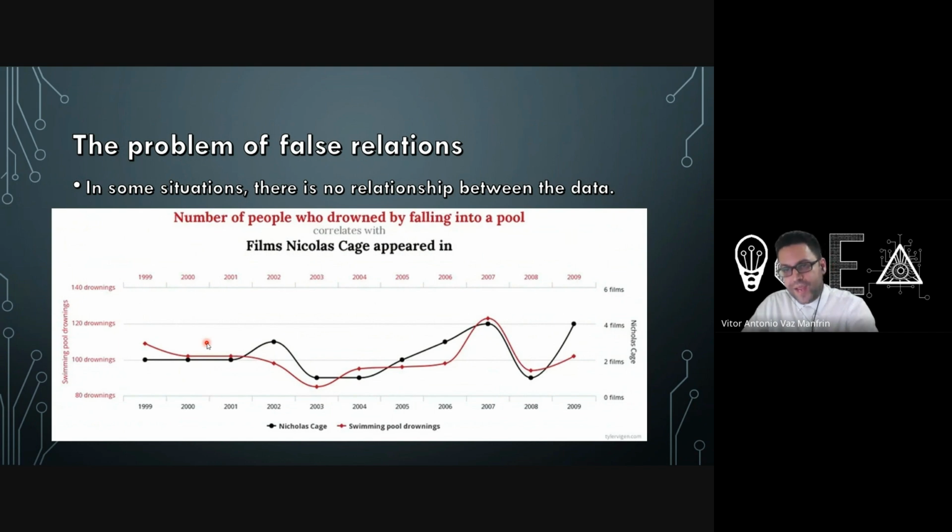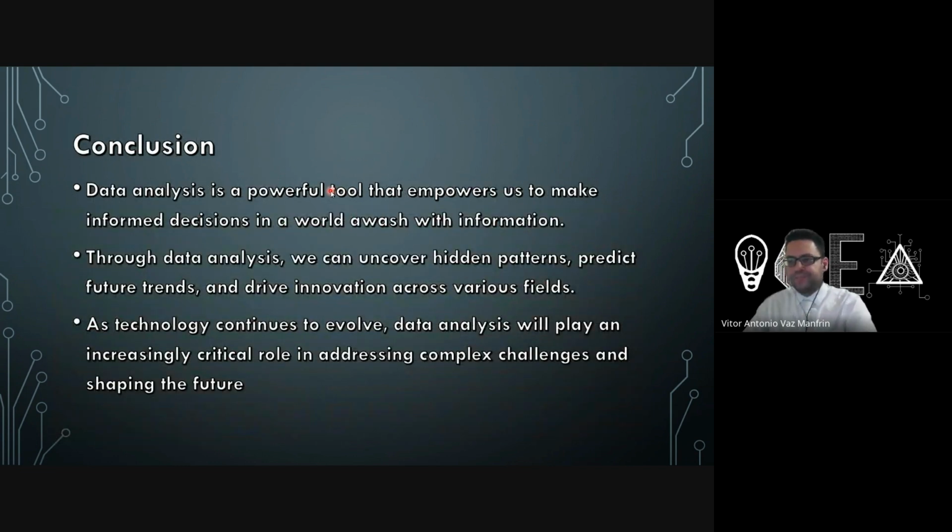In some situations, this happens too. It's important that the data analyst knows how to separate the different scenarios and the different variables related to the data, to have the correct concept of the information and separate the false relationship between different kinds of data.